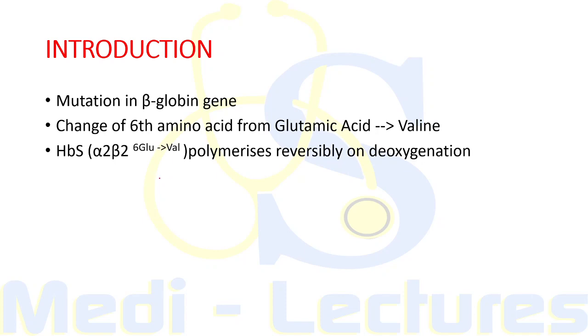So friends, sickle cell syndromes are caused by mutation in the beta globin gene, which is present on chromosome number 11. This leads to change of the 6th amino acid from glutamic acid to valine. Now the hemoglobin which is formed is hemoglobin S. This has 2 alpha chains and 2 defective beta chains in which the 6th amino acid is changed from glutamic acid to valine. The important point is that this hemoglobin S will polymerize reversibly on deoxygenation.